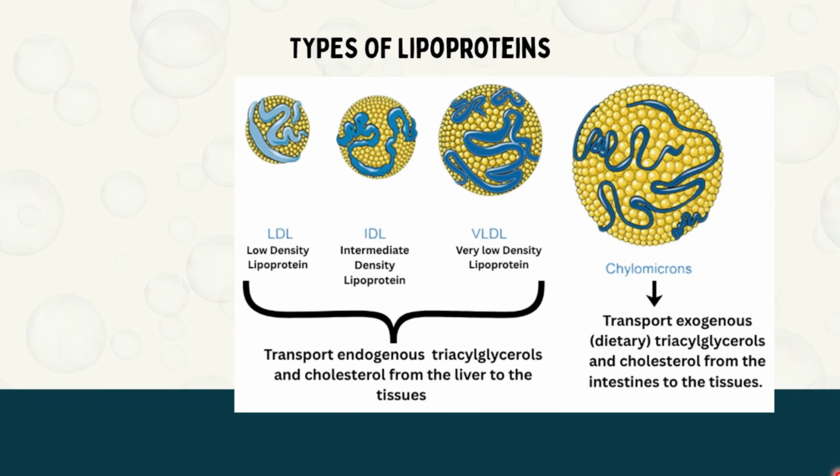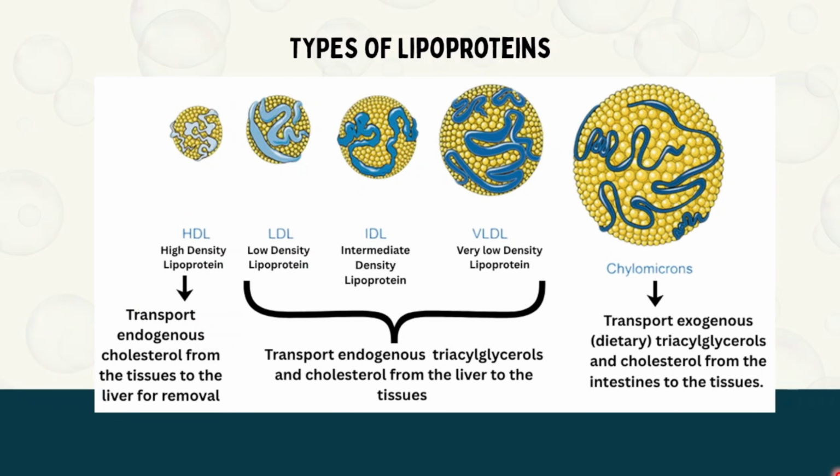We also have low density lipoproteins LDL, intermediate density lipoproteins IDL, and very low density lipoproteins VLDL, all of which transport endogenous triglycerols and cholesterol from the liver to tissues. So the triglycerols that you produce in your body, in your liver specifically, are transported along with cholesterol from your liver to different tissues.